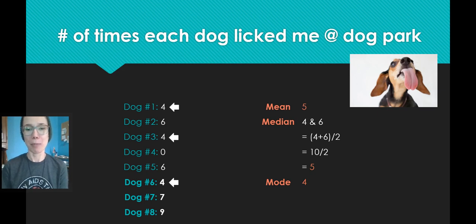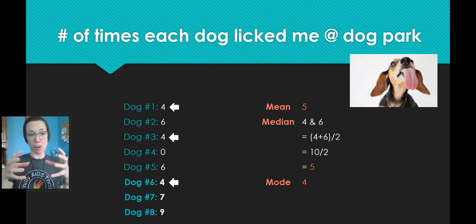In this calculation, we end up with a mean of 5, median of 5, and a mode of 4. So it tells us our data is pretty similar. The mean, median, and mode are pretty similar to one another. So we're looking at a fairly consistent data set here. We have a couple outliers with 0 licks and 9 licks, but all in all our data is pretty similar to one another.